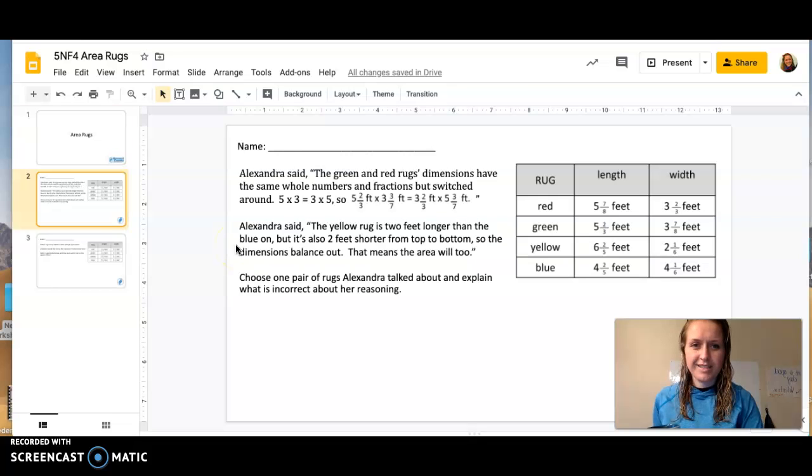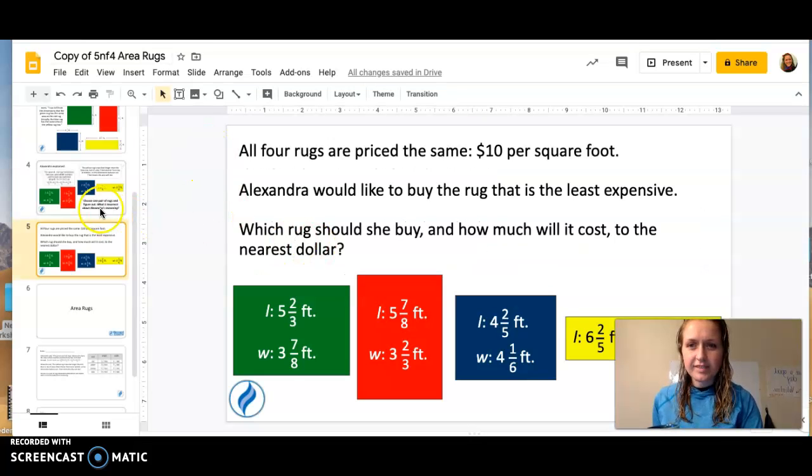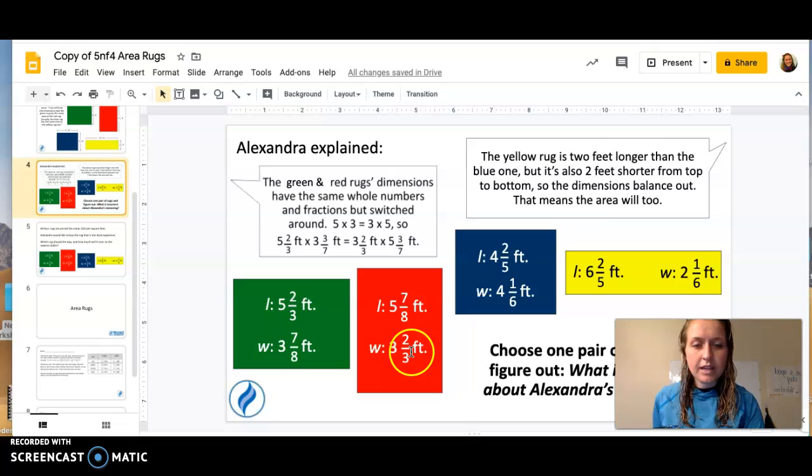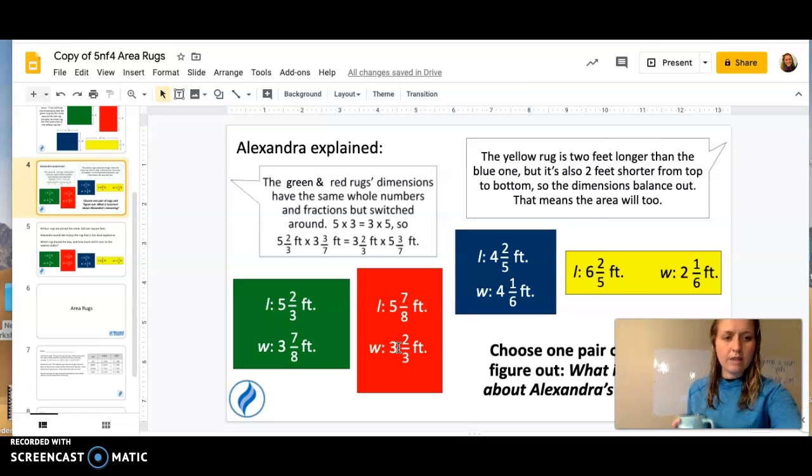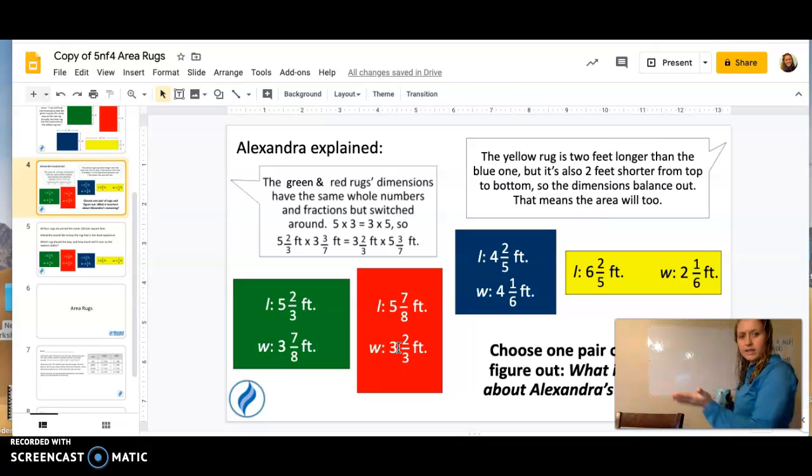So here we go. Let's start with this one. Alexandra explained the green and red rugs' dimensions have the same whole numbers, so they think that these are the same. So how do we figure out if they're the same? Well, we do the math. You ready? So I put up a whiteboard in my dining room. This is what we're going to do our work on.